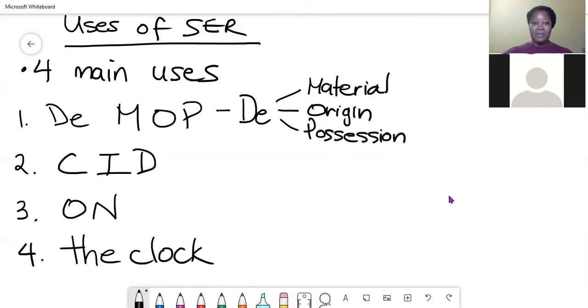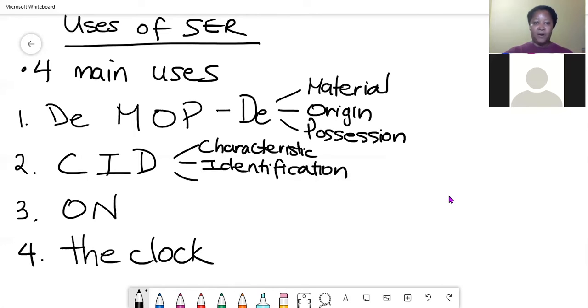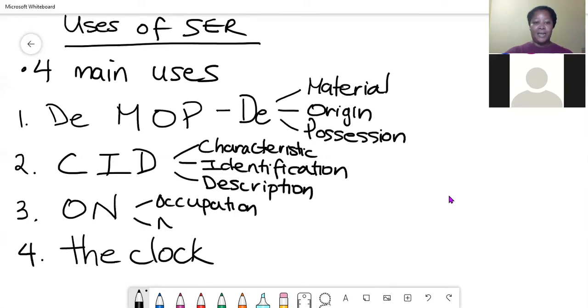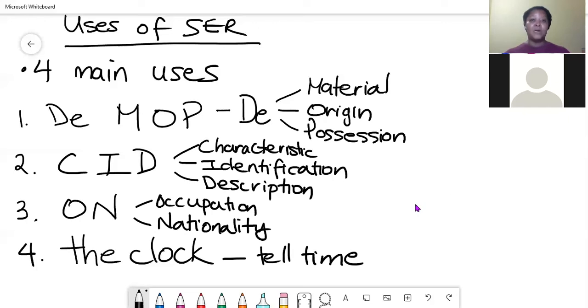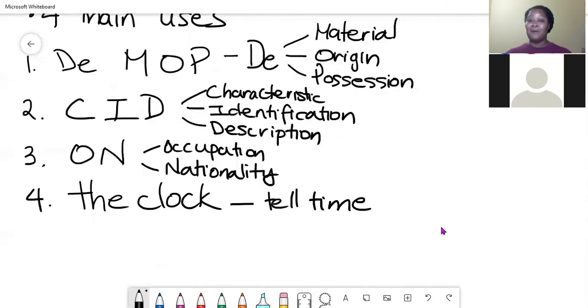Them up. Sid, the C is for characteristic. The I is for identification. And the D is for description. On, the O is for occupation. The N is for nationality. And the clock is used to tell time. If you can remember dem up, sid, on the clock, you can remember the 4 uses of the verb SER.